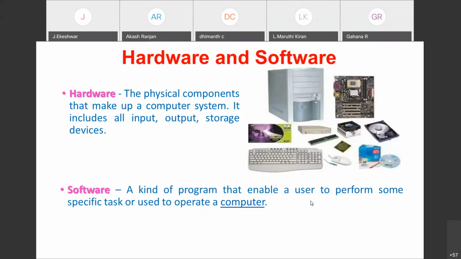Coming to software, what do you mean by software? It's a kind of program that enables a user to perform some specific task, or it is used to operate a computer. So this is how you can define software. Software is nothing but a program. So what is the purpose of that program? A program may be used to perform some specific task, or it may be used to operate a computer. What we call the software responsible for making a computer operational, and the software used to perform some specific task, we are going to see in the coming slides.